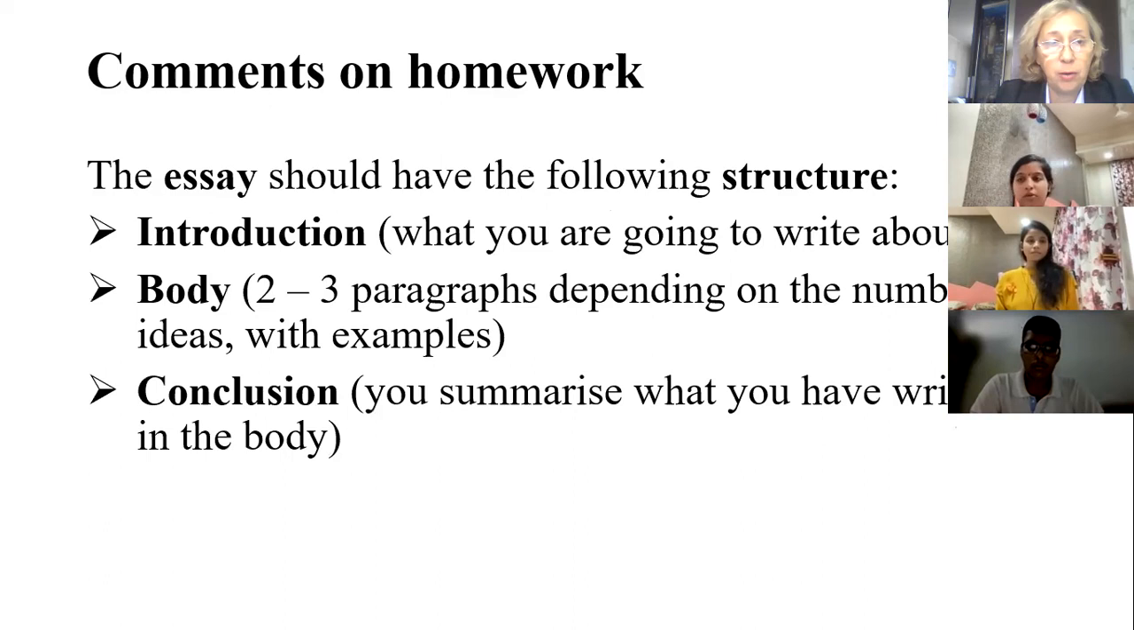About the structure of the essay, it should have the introduction, the body, and the conclusion. In the introduction you say what you are going to write about. You just present the topic of the essay. In the body there can be several paragraphs depending on the number of ideas. And in the conclusion you summarize what you have written in the main body of the essay, to give your opinion or to summarize what you've said.